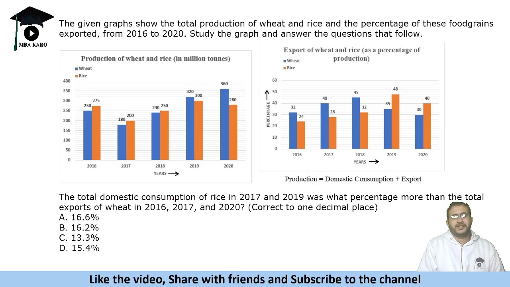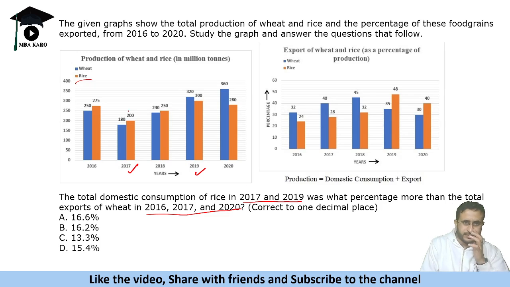The total domestic consumption of rice in 2017 and 18 was what percentage more than the total exports of wheat in this? Okay, so again calculation, total domestic consumption in 2017 and 19. Rice is first of all the orange one, 17 and 19, where rice ka domestic consumption. Okay, 200 का और 300 का percentage निकालना है हमें.